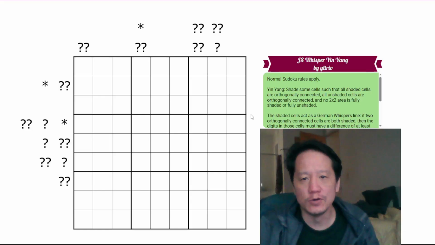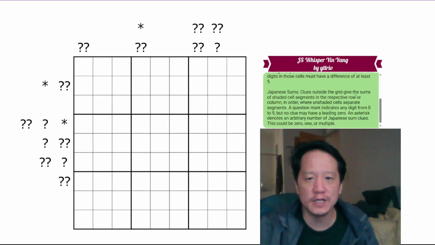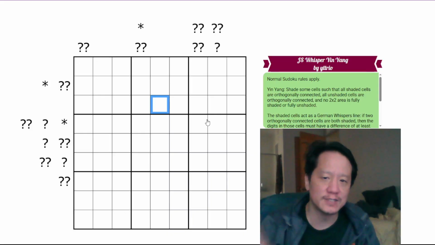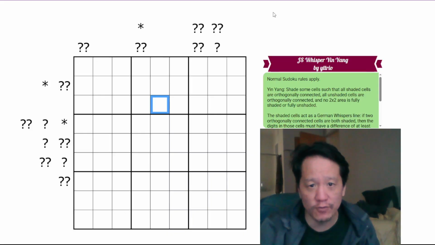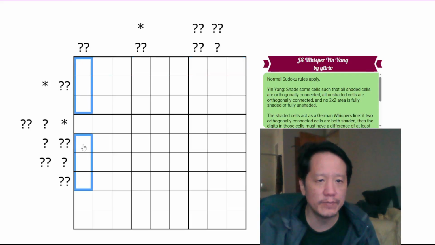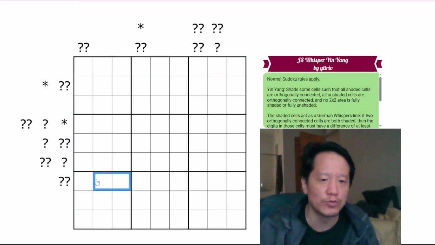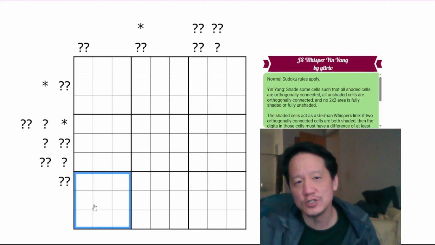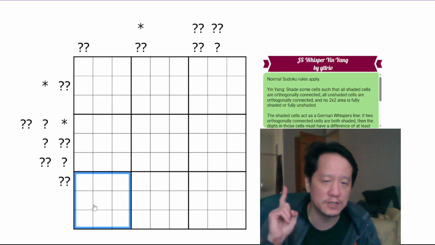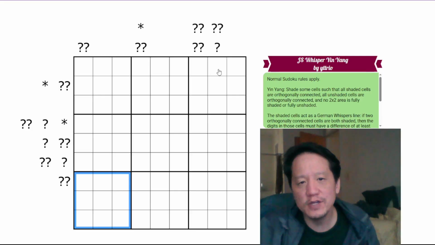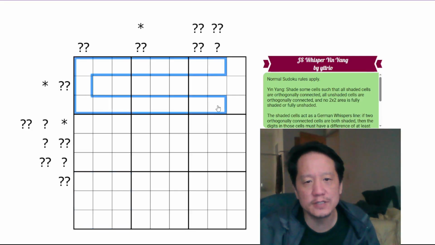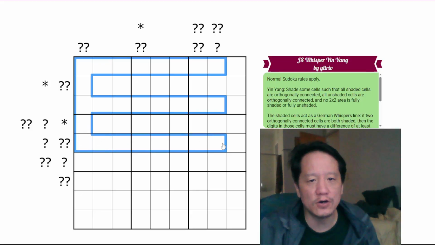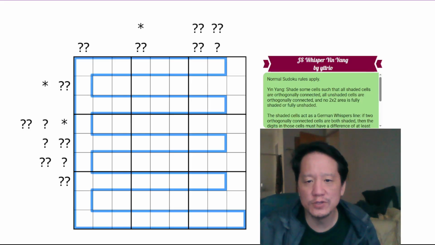We have normal Sudoku rules apply, which means in every cell in the grid, place a single digit such that every row, column, and designated 9-cell region contains the digits 1 through 9 exactly once each. We have yin yang, where we need to shade some cells such that all shaded cells are orthogonally connected. So this would be an example of a valid yin yang shading.